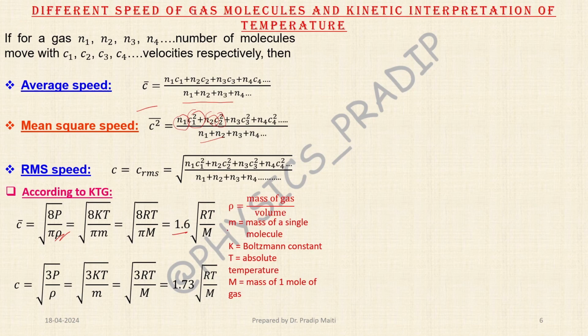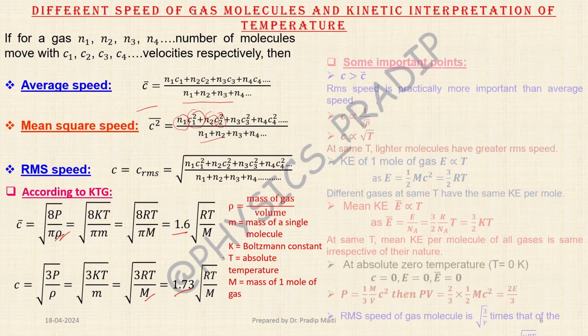Rho is the density, m is the mass of a single molecule, k is Boltzmann's constant, T is absolute temperature, and capital M is the mass of 1 mole of a gas. And c is the RMS speed. RMS speed is given by root over 3P divided by rho, and it is also given by root over 3kT by small m, which is equal to root over 3RT by capital M. Small m is the mass of a single molecule and capital M is the mass of 1 mole of the gas, and root 3 is 1.73. So the value of RMS speed is 1.73 into root over RT by M. So remember these values, these are very important.